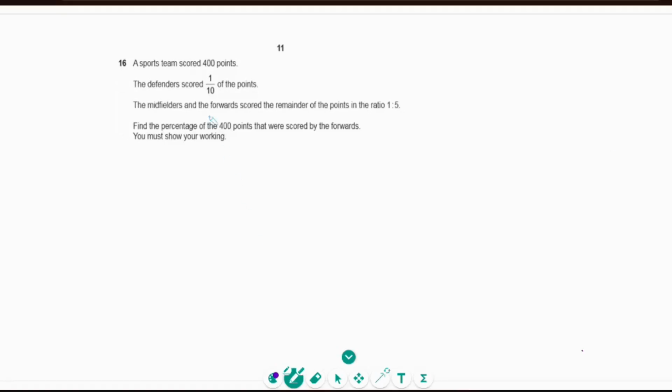Sports team scored 400 points. The defenders scored a tenth of the points. So what's a tenth of 400? Well, that's the same as 400 divided by 10, which is 40. So the defenders scored 40 points. Midfielders and forwards scored the remainder of the points in the ratio 1 to 5. So how many points do we have left? We take off the defenders, we have 360 points.